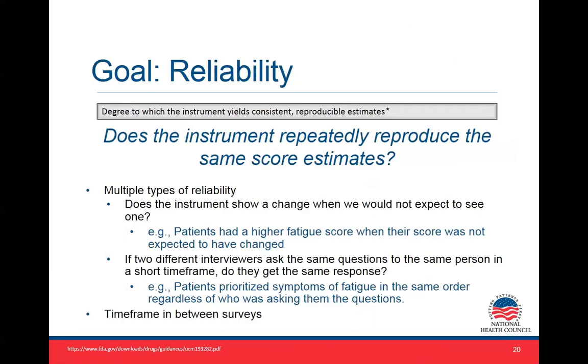One of the important factors to consider is the time frame in between using these questionnaires or surveys. A change in time, for example, a longer period between when the questionnaire is first administered and when it's administered second, might change the reliability of that questionnaire. And so the time factor is a very important element.